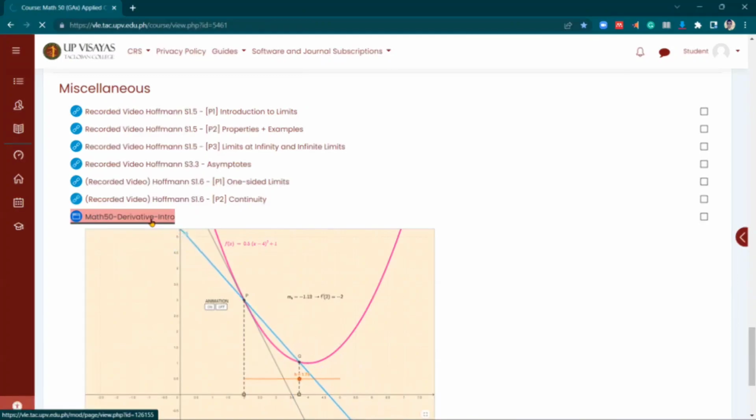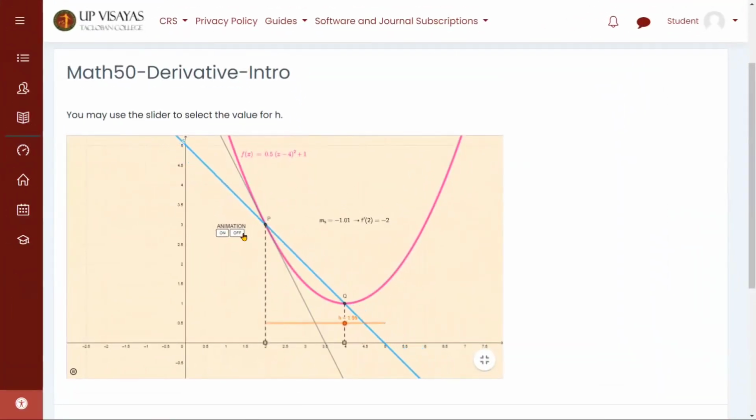So this applet has its animation turned on, but you can turn it off or on as you like. The idea here is to move the slider for h. As you move to the left, you're actually making h approach 0.